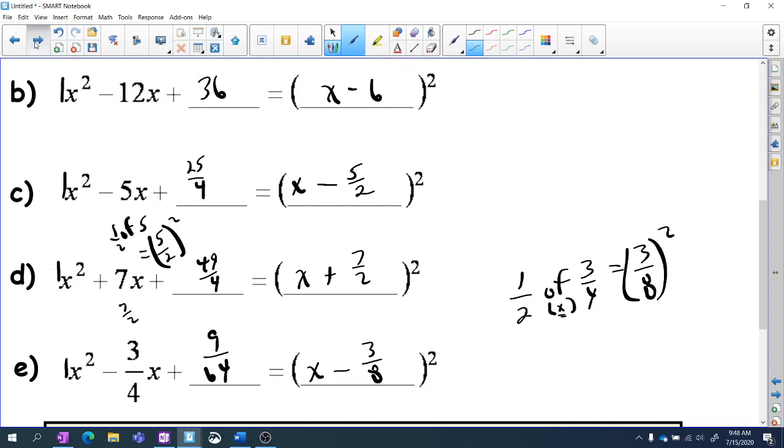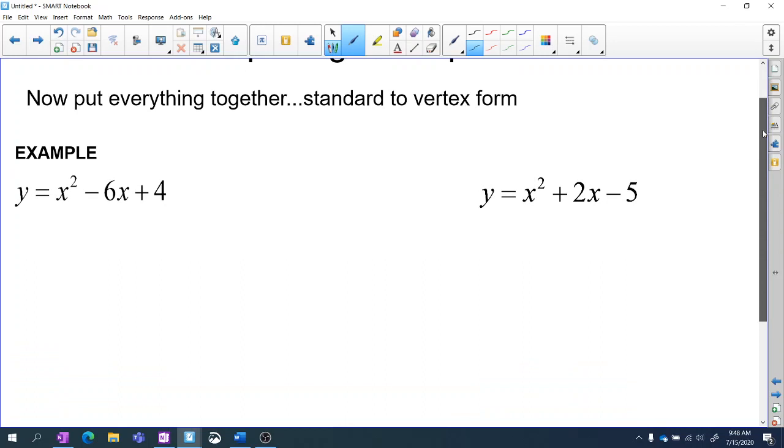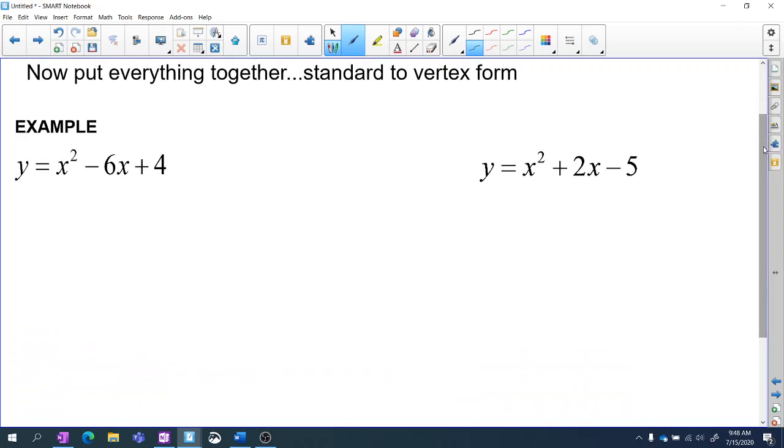Alright, here we go. Into how does this play into quadratics. So let's suppose I've got quadratics in standard form, like these two, but I'd rather they be in vertex form. These two start out nice and easy because they already have the 1x squared in front of it. Well, this is what we're going to do.